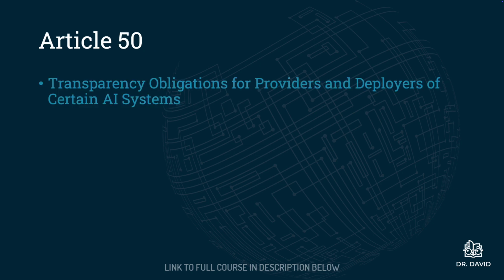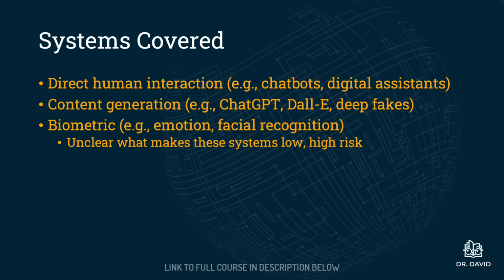So by limited risk, the IAPP is referring to systems that fall under Article 50 of the EU AI Act. And the title of that article is Transparency Obligations for Providers and Deployers of Certain AI Systems. The systems that are covered under this article are those that engage in direct human interaction, such as chatbots and digital assistants, content generation systems, such as ChatGPT, DALL-E, or other systems that can generate deepfakes, and confusingly, biometric systems, including those engaged in emotion and facial recognition.